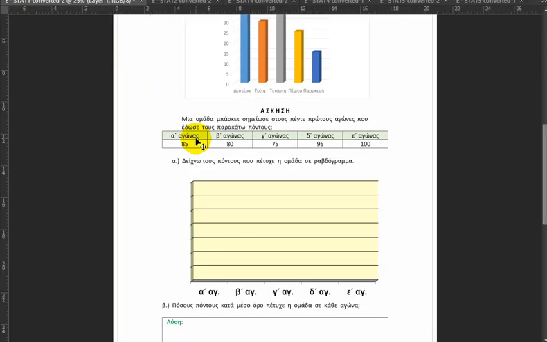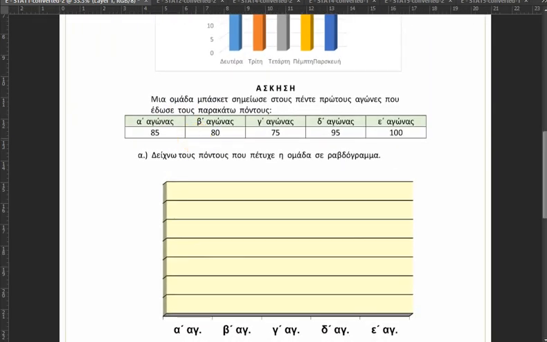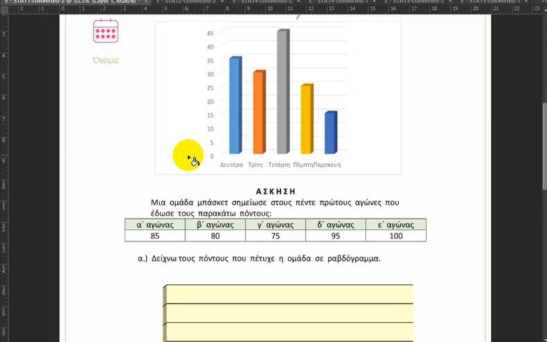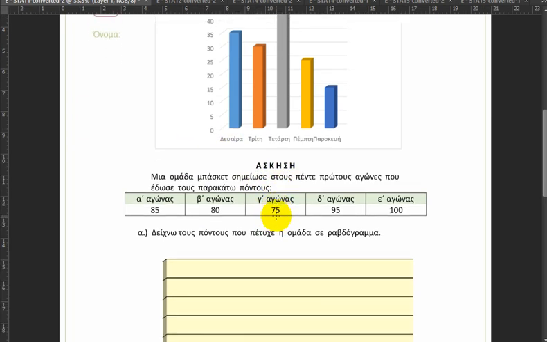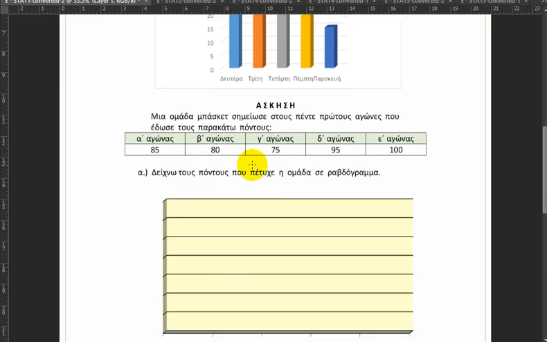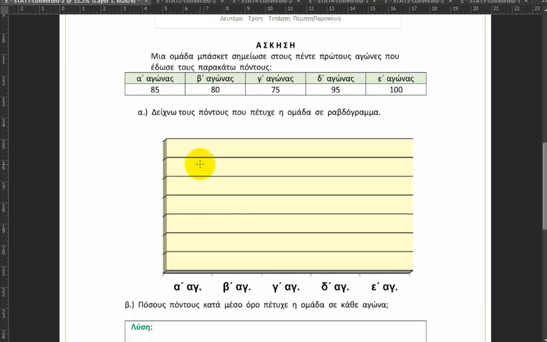Okay, let's move on to your statistics exercise. Oh, with the averages and all that. So here we have the number of points scored by a team in their first 5 games, and we want to make bars to show that on the chart.